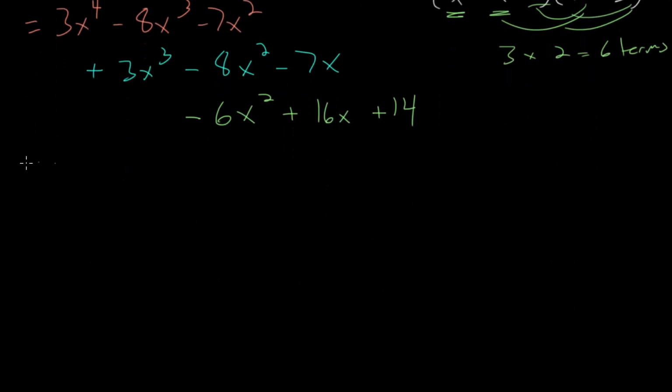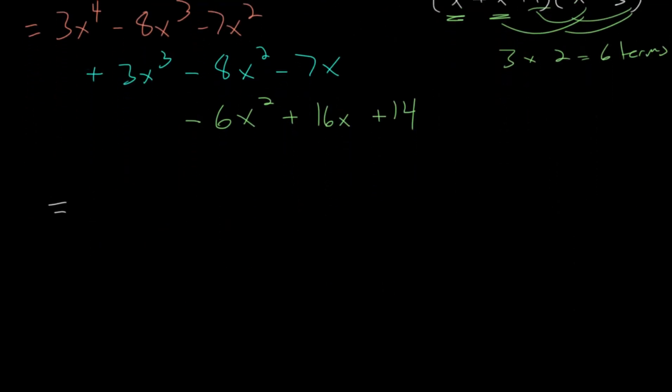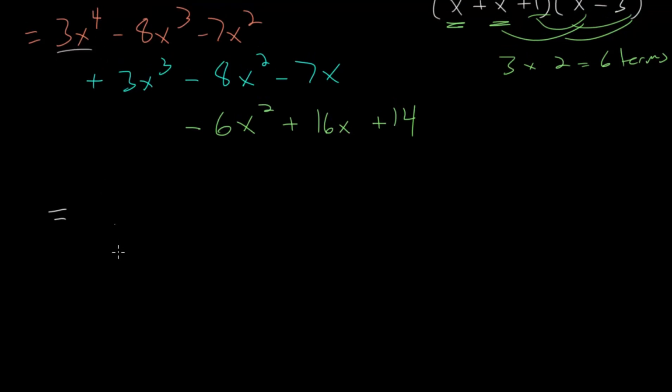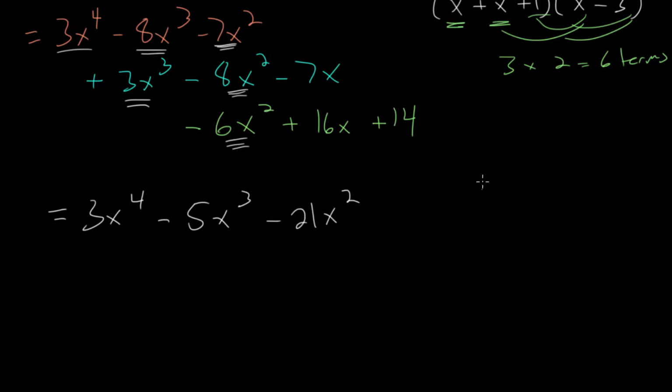So let's simplify our result. Combine like terms. We only have one 4th degree term, so 3x to the 4th. We have 2 cubic terms. We have positive 3 minus 8x cubed, so that would be minus 5x cubed. And then for our quadratic terms, we have 3 of them. Looks like we have minus 7 minus 8, that's negative 15x squared. Minus 6x squared would be minus 21x squared.